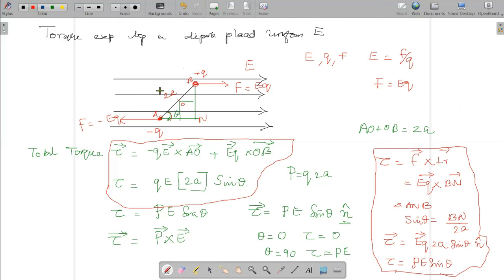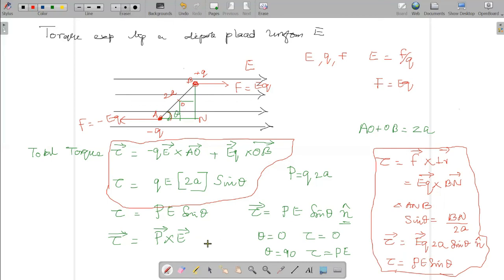Let me say it once more. Let us consider a uniform electric field E in which a dipole is placed at an angle theta. Each charge experiences a force. The forces are found to be equal and opposite, separated by a distance. They constitute a couple. The couple is measured in terms of torque. Torque is nothing but force into perpendicular distance. This is one torque, this is another torque. That's the total torque. The same thing we have taken on this side also.